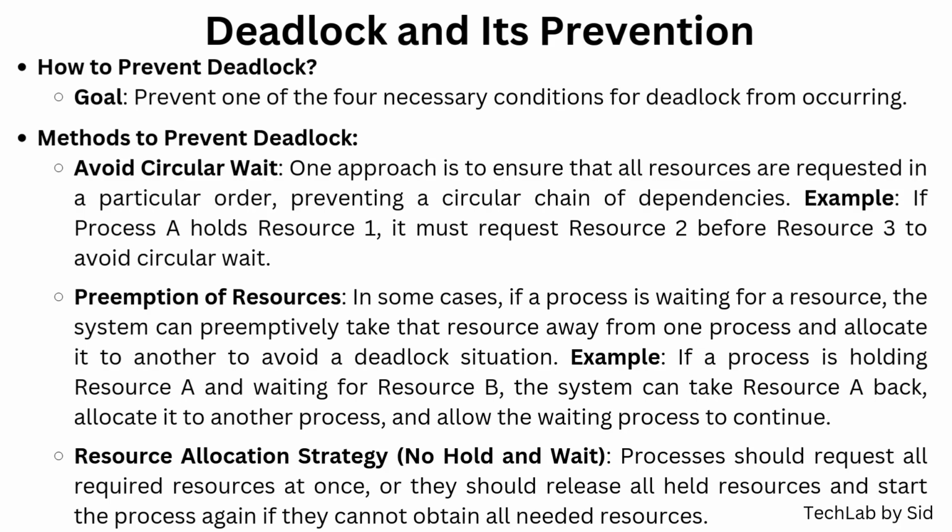For instance, if a process is holding resource A and waiting for resource B, the system might preemptively take resource A and allocate it to another process to avoid a deadlock. Finally, a resource allocation strategy can help prevent hold and wait. This strategy ensures that processes either request all required resources at once or release any held resources if they cannot obtain all the resources they need.